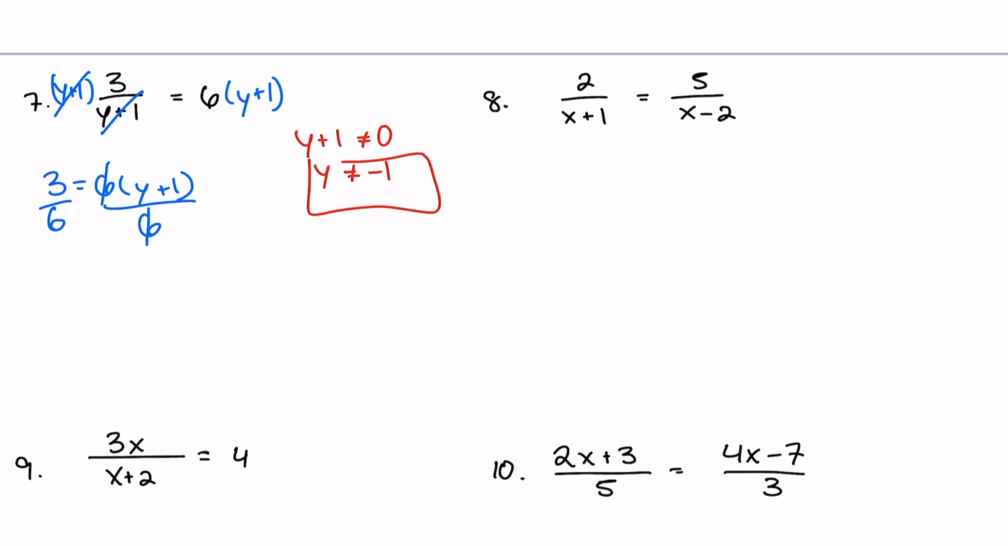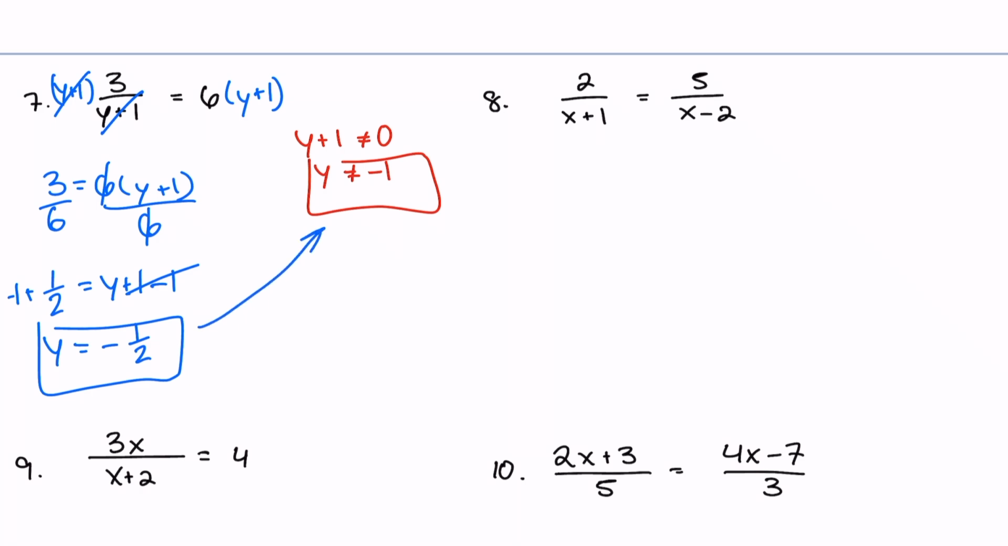To get rid of this 6, we can divide both sides by 6. Those would cancel, and we get 3 over 6, which is the same thing as 1/2, is equal to y plus 1. To get y by itself, we can subtract 1 from both sides. These would then cancel, and we get y is equal to 1/2 minus 1, or negative 1/2. Now we need to check our answer with our criteria. We said y could not equal negative 1. And since this is negative 1/2, we are okay. So y is equal to negative 1/2.